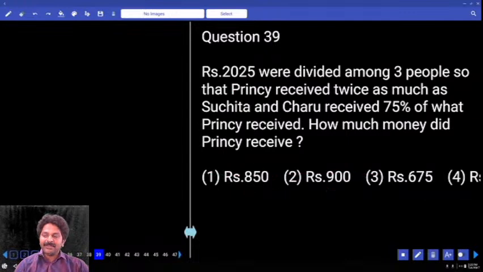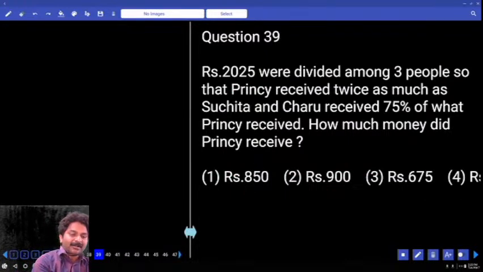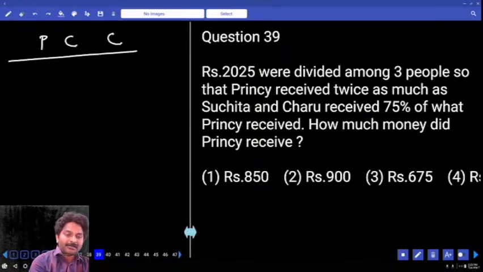2025 were divided among 3 people so that Princey received twice as much as Suchita. And Charu received 75% of what Princey received. How much money did Princey receive? Right. Princey depends on Suchita. Charu depends on Princey. So where must be the starting point? Suchita. I'll treat it as 100%.